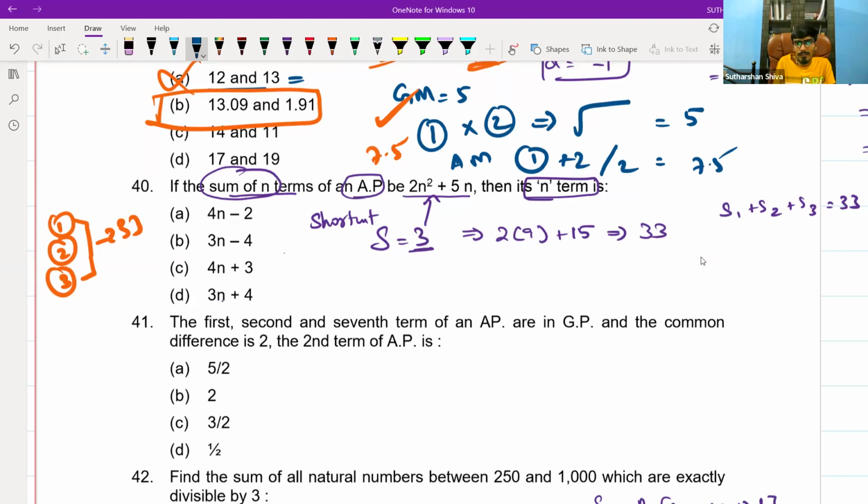So I will take option A first. In that option A, it is 4n minus 2. I will substitute 1: 4 minus 2 will become 2. If I substitute 2, 4 2s are 8, 8 minus 2 is 6. If I substitute 3, 4 3s are 12, 12 minus 2 will become 10.